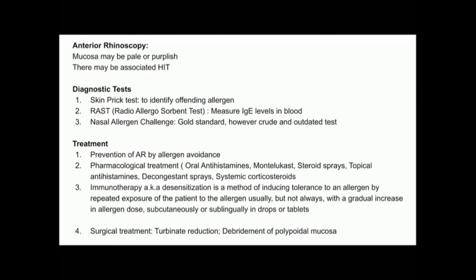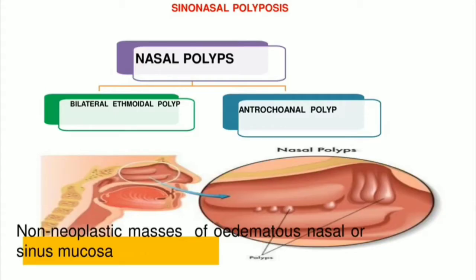Immunotherapy may be carried out. It is a method of inducing tolerance to the allergen by repeated exposure of the patient to the allergen, usually but not always with a gradual increase in allergen dose, either subcutaneously or sublingually. Surgical treatment may be carried out in case of severe symptoms, that is, in reduction of the hypertrophy turbinate and debridement of the polypoid mucosa.